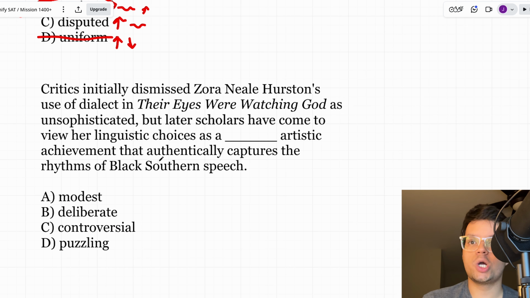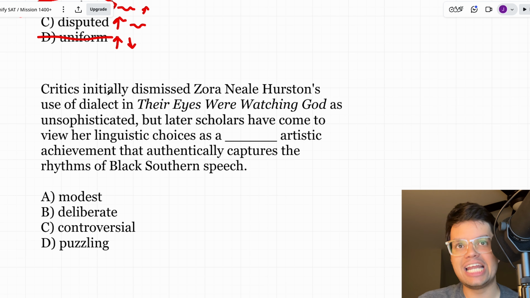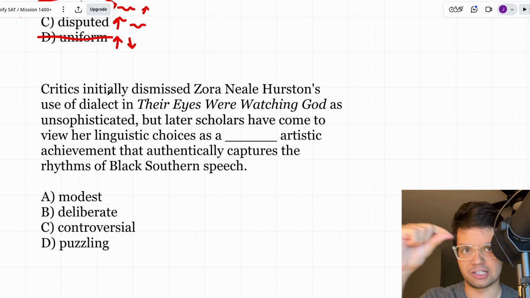Let me do this one real quick, and I'm going to actually use some more of the roots and prefixes for this question. So: critics initially dismissed Zora Neale Hurston's use of dialect in Their Eyes Were Watching God as unsophisticated, but later scholars have come to view her linguistic choices as a blank artistic achievement that authentically captures the rhythms of Black Southern speech.